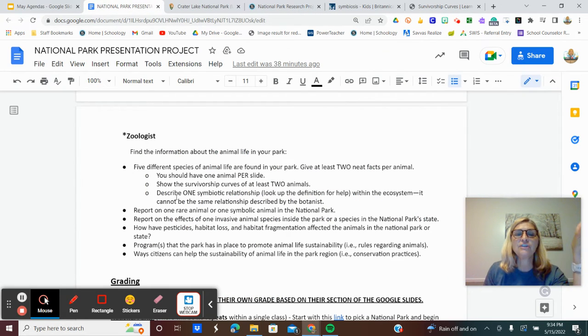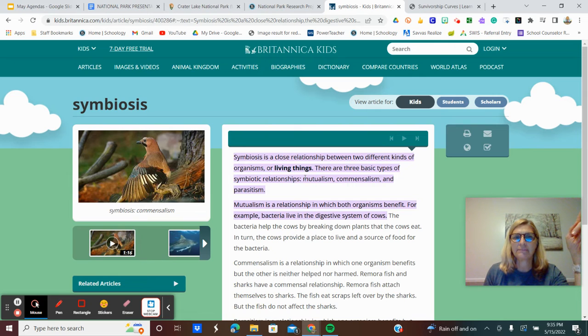All right. Then you're going to describe one symbiotic relationship. Look up the definition for help within the ecosystem. It cannot be the same relationship described by the botanist. The botanist is also doing a symbiotic relationship. So I'm going to tell you what the symbiotic relationship is if you have forgotten. So I brought it up here. I don't know why it's highlighted in purple, but symbiosis is a close relationship between 2 different kinds of organisms or living things. There's 3 types: mutualism, commensalism, and parasitism.